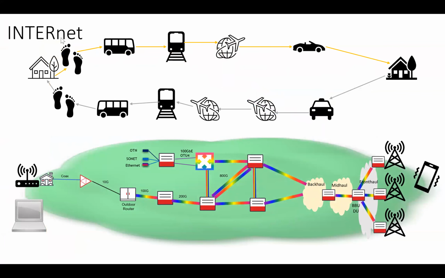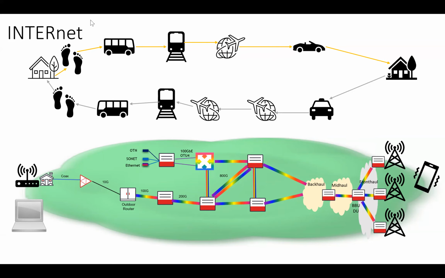So the internet is a combination of different networks, right? There's lots of different networks. Just the same way as if you were in your house in New York and you wanted to go to a location in California, you might walk to the bus, take the bus to the train, take the train to the airport, fly to California, rent a car, and drive to the house that you're going to.